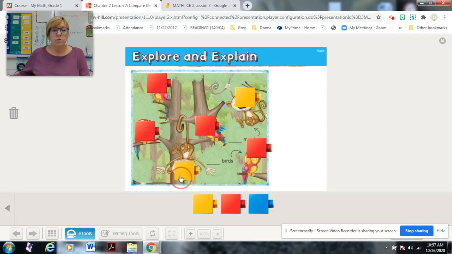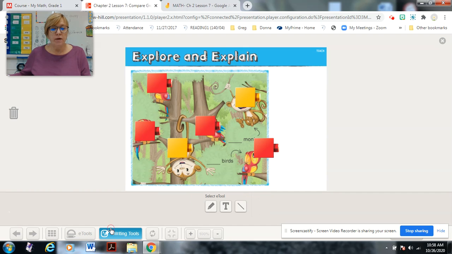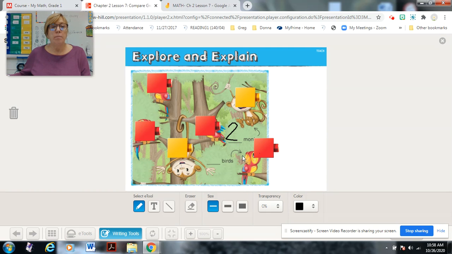1, 2. Now, if you notice over here, I'm trying to move it because it keeps going up there. Over here, it has an arrow that points to the monkey. Okay, they would like to know how many monkeys are there. So for me, I'm going to count my yellow cubes. 1, 2. Okay, there are 2 yellow monkeys. How many parrots? 1, 2, 3, 4. 4 parrots.